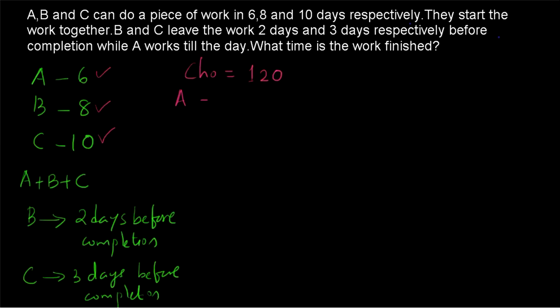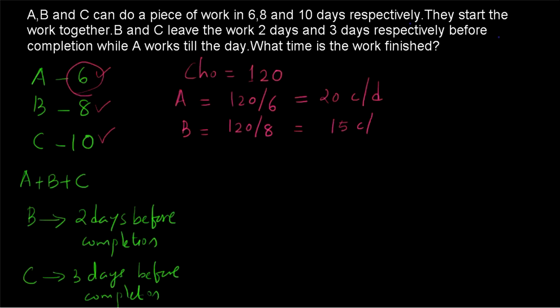A is taking 6 days to complete 120 chocolates, so A will be having 120 divided by 6, which is equal to 20 chocolates per day. And what about B? B will be taking 8 days to complete 120 chocolates. Therefore, B will be having 120 by 8, which is equal to 15 chocolates per day. And what about C? C is completing 120 chocolates in 10 days, so C will be having 120 by 10, which is equal to 12 chocolates per day.